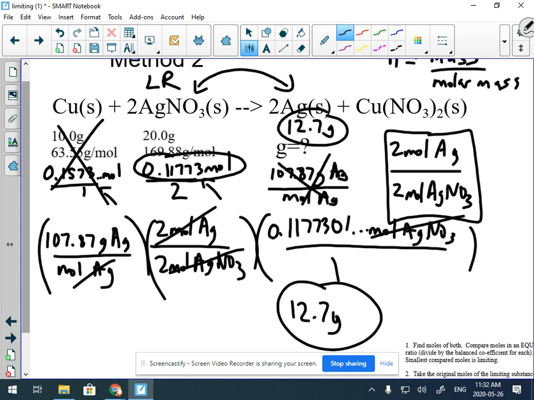Now, had I used copper, I would have the wrong amount of moles, and I would predict incorrectly the amount of silver I would produce.